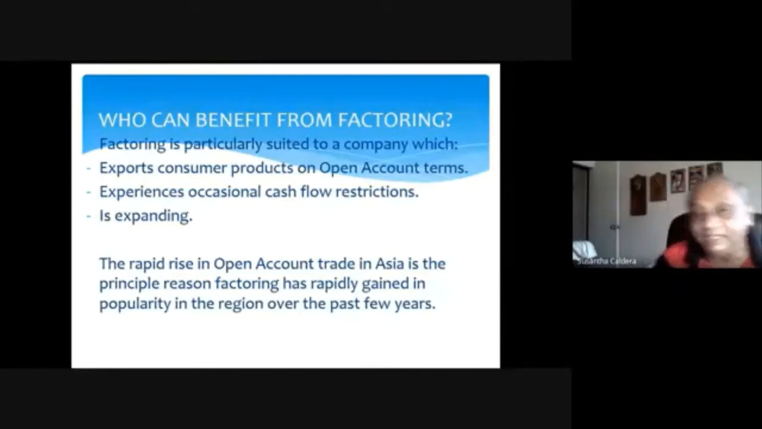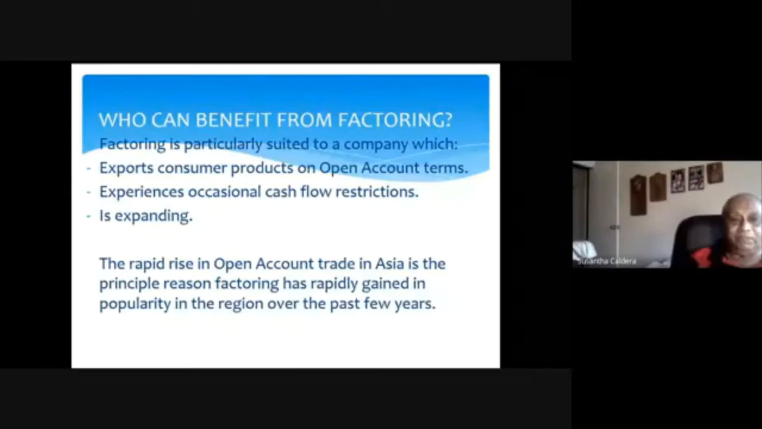the rapid rise in open account trade in Asia is the principal reason factoring has rapidly gained in popularity in the region over past few years. That's gone on because open account trade is rapidly spreading and very popular in the Asian region, and because of that, factoring also now very popular in the region, right?